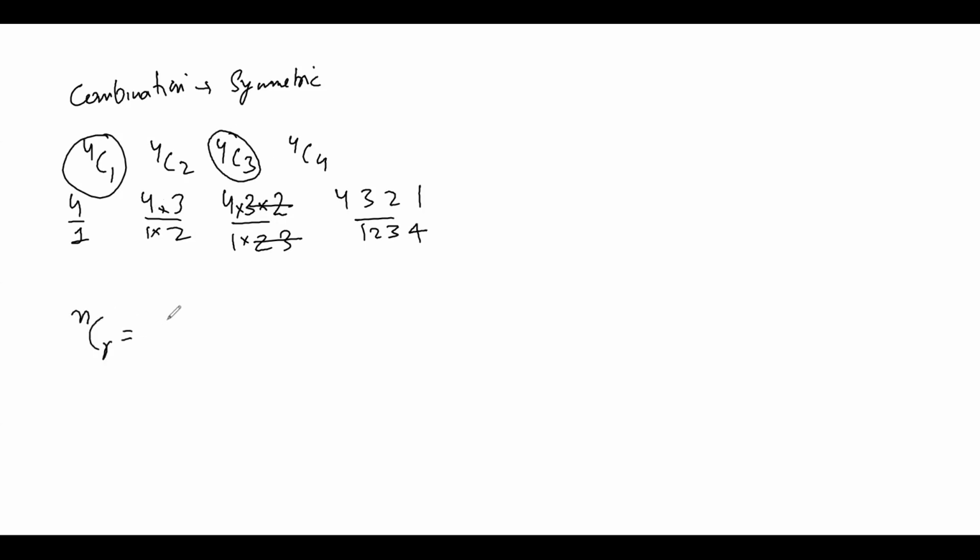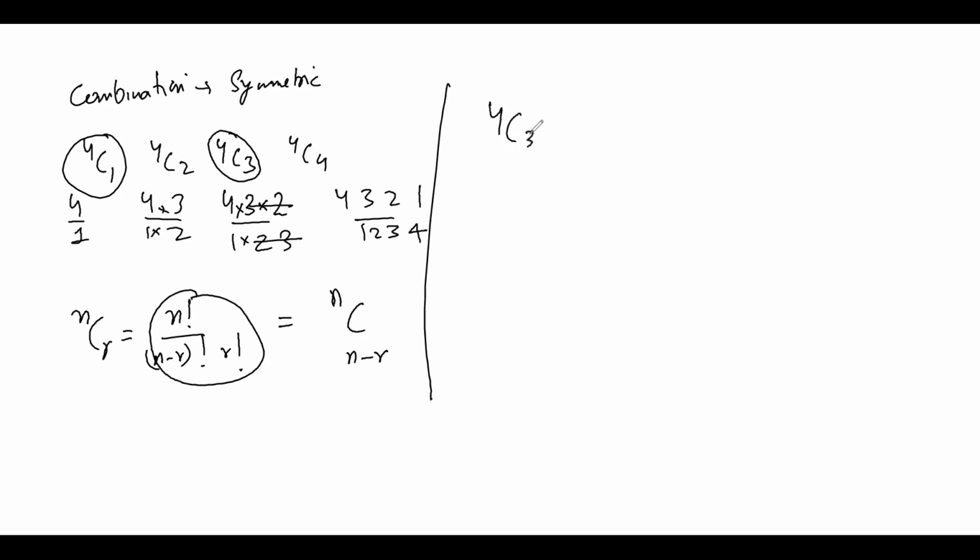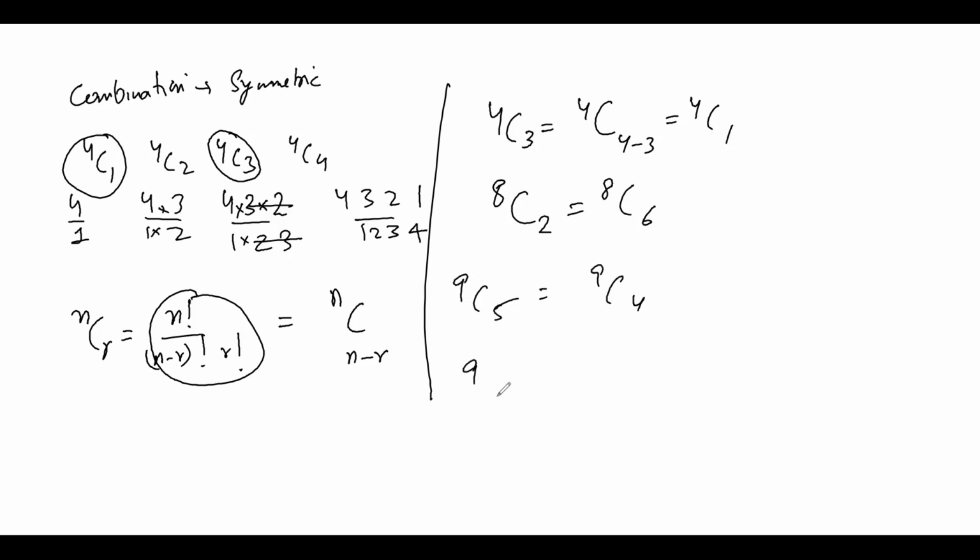So what is nCr? nCr is equal to n factorial over n minus r factorial divided by r factorial. It's actually equal to nC(n minus r). That is also equal to the same thing. So 4C3 is actually equal to 4C(4 minus 3), which is 4C1. If you have something like 8C2, that is equal to 8C6. If you have 9C5, that is equal to 9C4. 9C1 is equal to 9C8. Is that fine, guys?